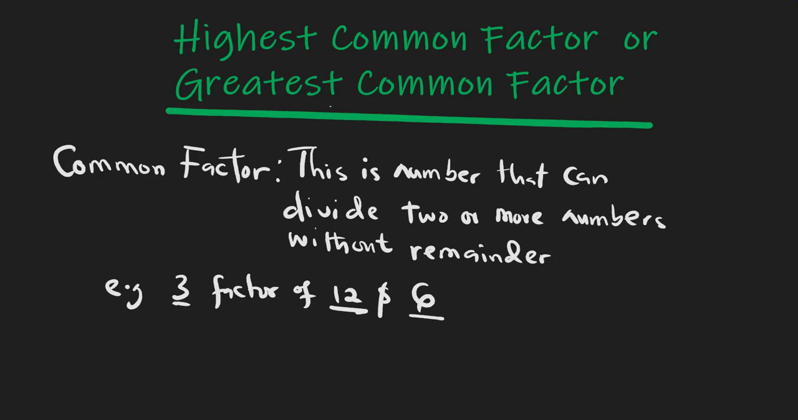Another example here, we can say that 3 is a common factor of 12 and 9, right? Why? Because 12 divided by 3 is 4 and 9 divided by 3 is 3. So 3 is a common factor of 12 and 9. So we're going to see some examples so that we'll understand it better, right?